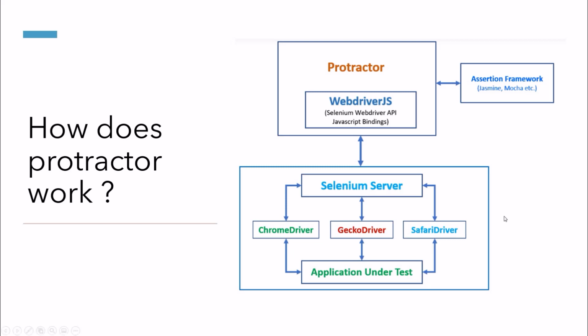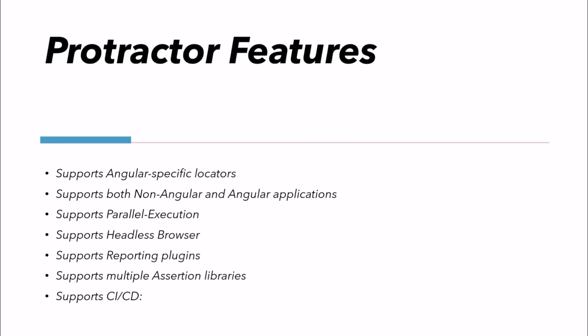Guys, by now, I hope we have some basic understanding on what is Protractor. So let's move on to the next part, which is Protractor features. Guys, we might have already discussed about few of the features in the previous slides, but then let's just go through all of them for once. So Protractor supports Angular specific locators. It supports both Angular and non-Angular application.